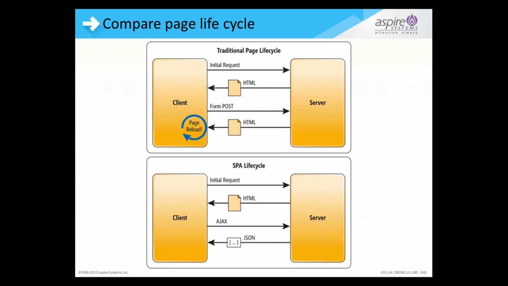So basically this is the difference. Both are clients and both are server, and this is a SPA, which is a single page application lifecycle, and this is a traditional page lifecycle. So we'll first talk about this. Till now, whenever you type some URL, an initial request goes to the server. Here also it goes the same. An HTML page is written here, and here also an HTML page is written, but there is a huge difference in it.